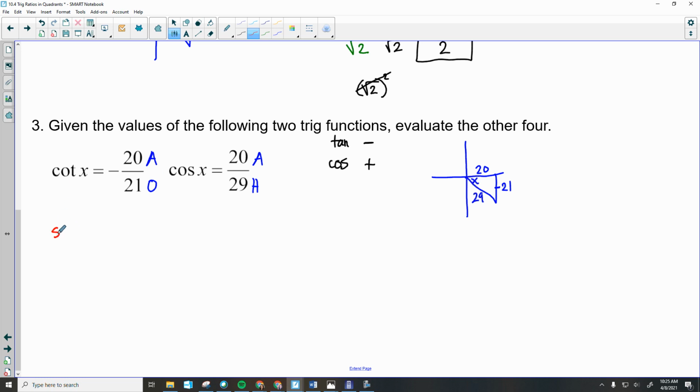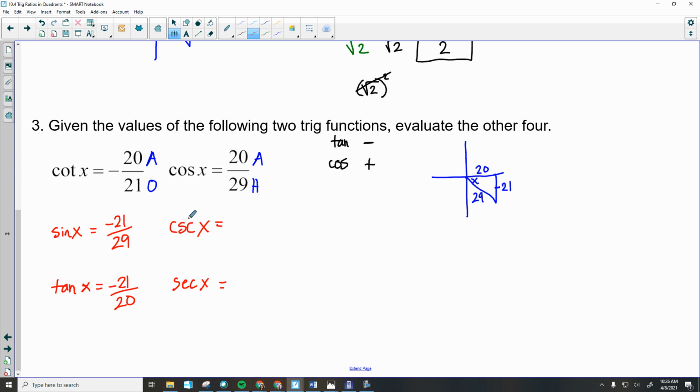So let's see, we're missing sine, tangent of x, cosecant, and secant. All right, so let's start with sine. So sine is opposite over hypotenuse. So that's going to be negative 21 over 29. And then tangent is opposite over adjacent, so negative 21 over 20.